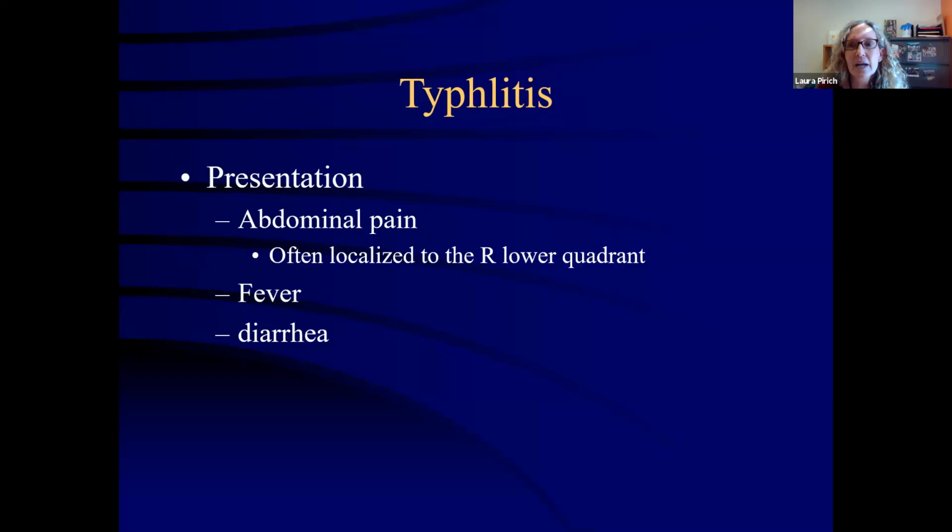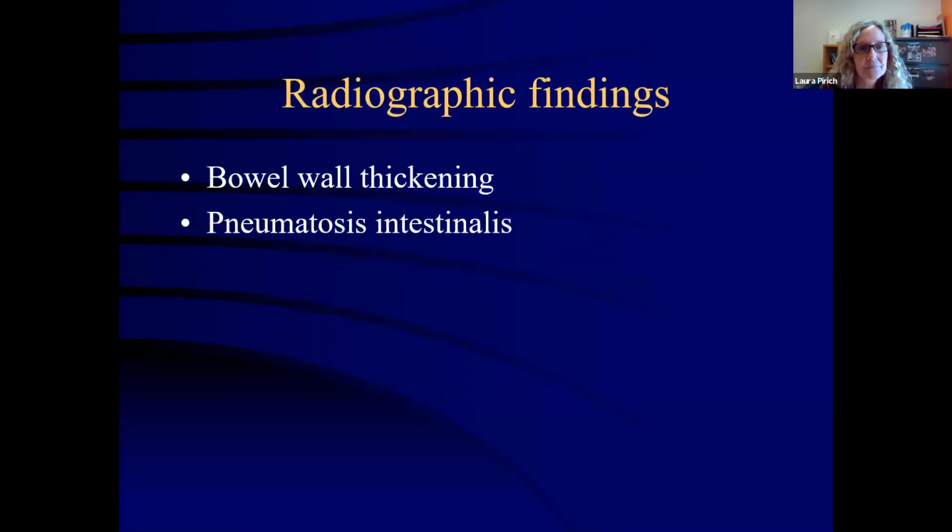Y'all know with kids, abdominal pain is hard to evaluate because when a kid feels poorly in general, they sometimes say that their stomach hurts. But with typhlitis, it's classically that right lower quadrant pain, also kind of how someone with appendicitis would present. They will often have fever and diarrhea. They're usually in the setting of neutropenia at that point. And so that's why when we have fever and neutropenia, it's always important to pay attention to the abdominal exam.